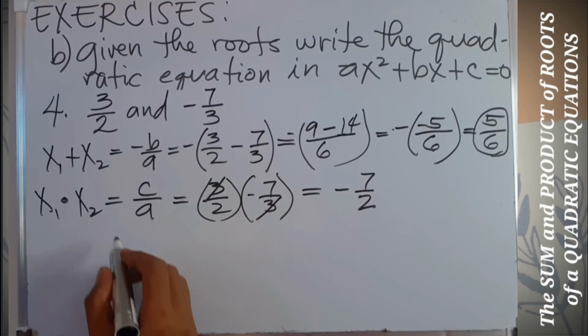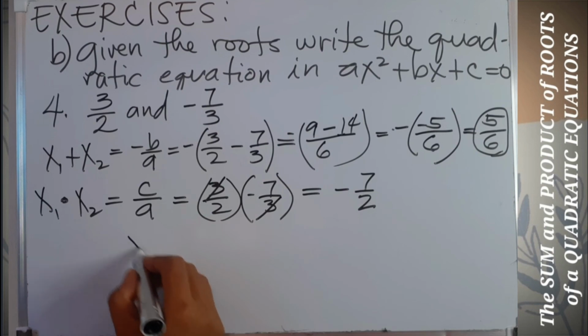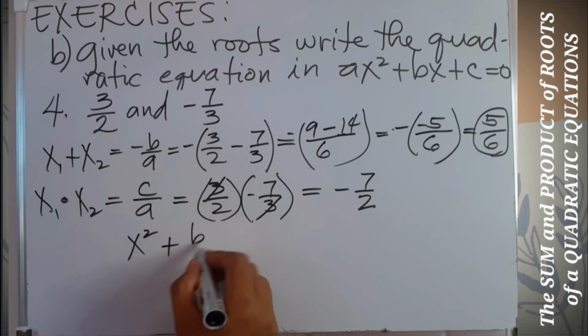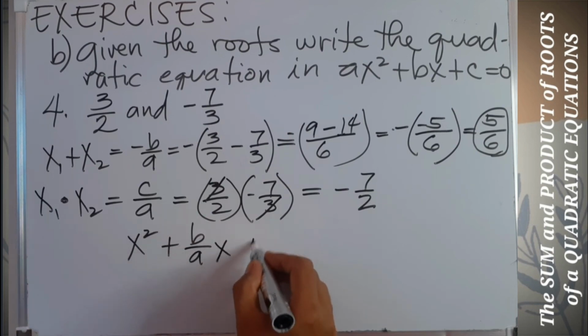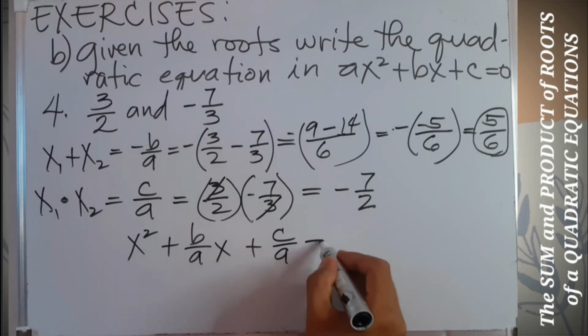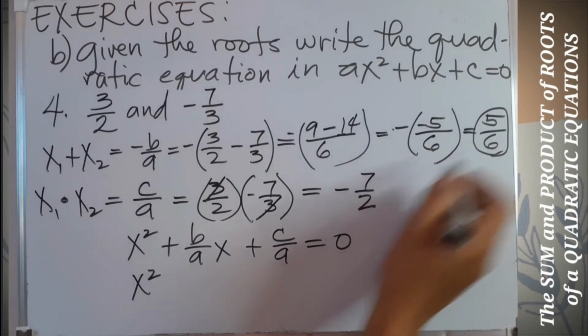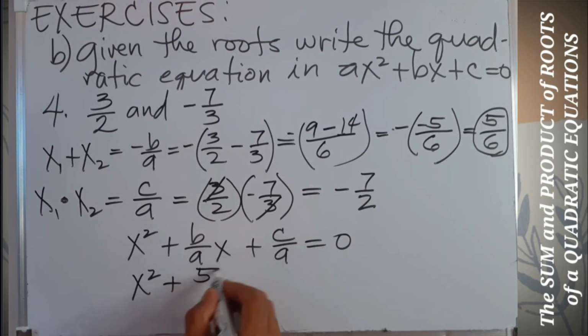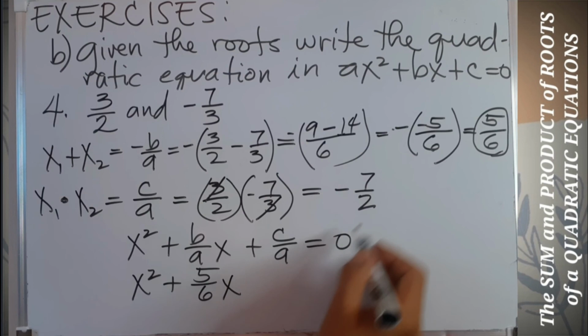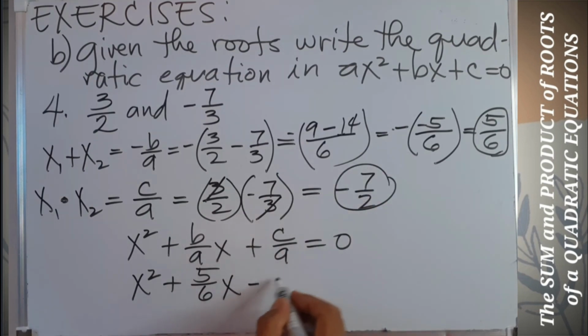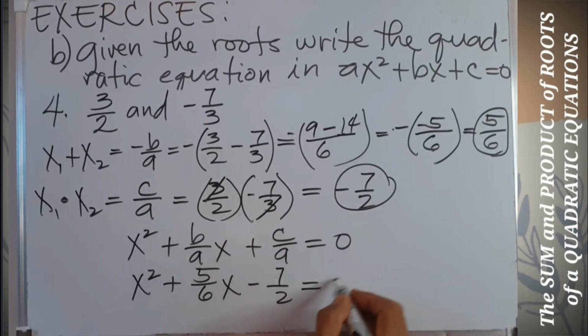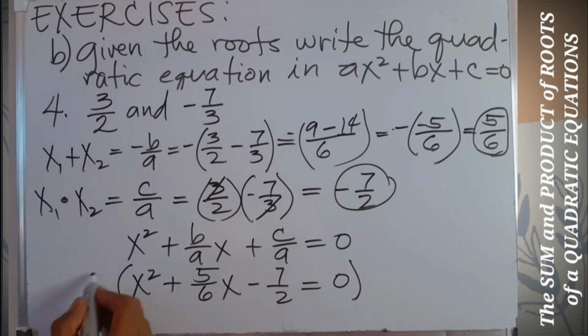To change into a quadratic equation, we have x squared plus b over a x plus c over a equals 0. X squared, b over a is 5/6, c over a is negative 7/2 equals 0. Since in standard form we don't have the denominator, we will multiply both sides by the LCD. The LCD of 6 and 2 is 6.